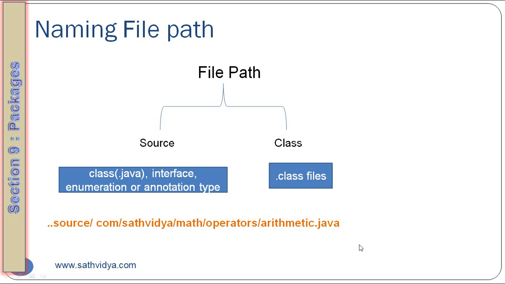Now coming to after compilation, what happens? Our class files are created, and those class files are placed in the class folder, where the naming is also going to be class slash com slash satvidya slash math slash operators and the arithmetic class. This is what we follow when we are creating the files. The class path that we follow depends upon the packages that we are creating.